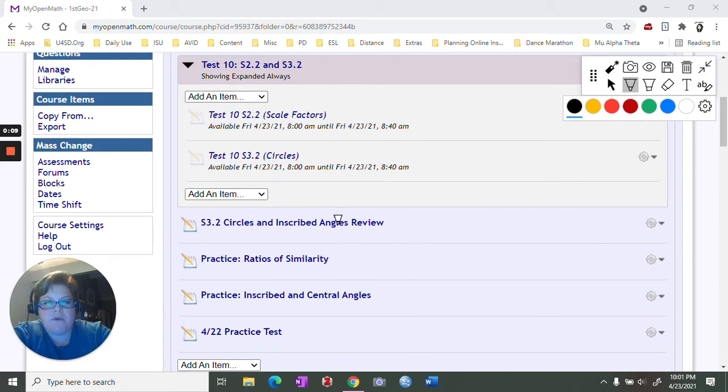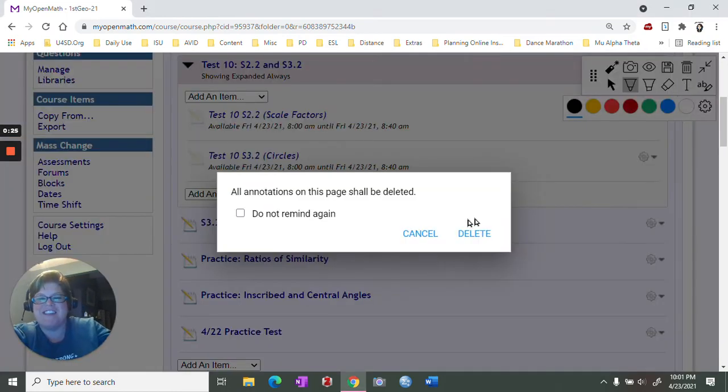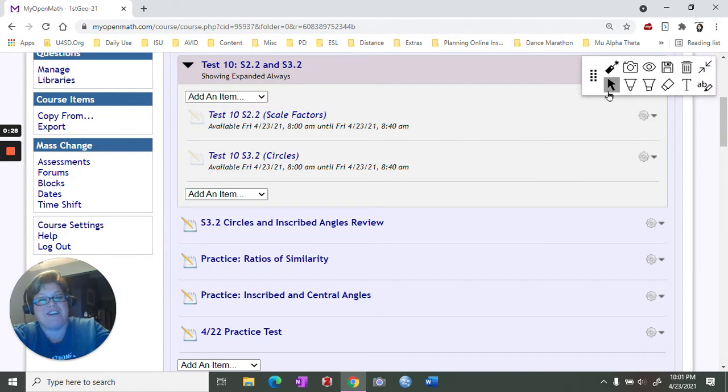I thought it might be a good idea to make another review and go over this circles test. Most of you did really well on the scale factors. So if you want to retake that one after you see your score, just send me an email. But we definitely need to address the circles because that was rough.